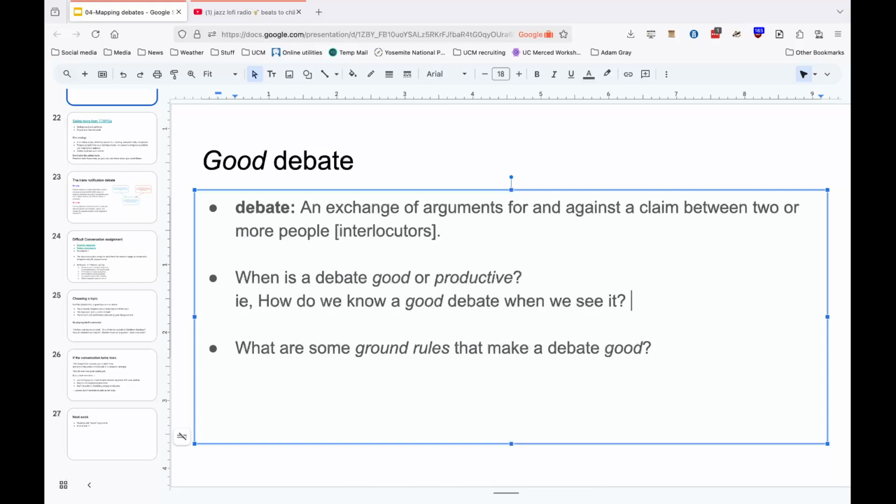That's totally fine. This conversation that we had just now was an exchange of arguments for and against a claim between two or more people. So we just had a debate as a class over this pretty abstract question of the purpose of a debate, or what makes a debate good. We didn't reach consensus, but a lot of people still felt that it was a good and productive exchange.